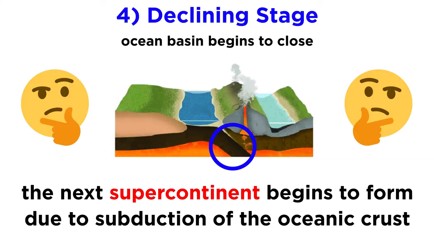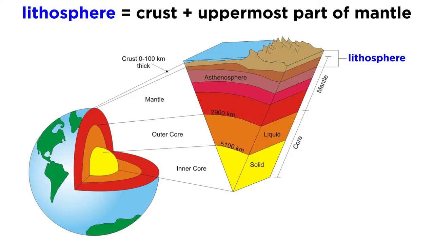But why does subduction begin? In order to understand this, we need to examine how oceanic lithosphere changes with time. The lithosphere has two parts, the crust and the lithospheric mantle. Below the lithospheric mantle is the asthenosphere.